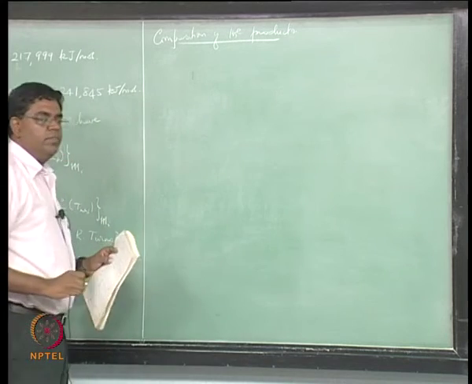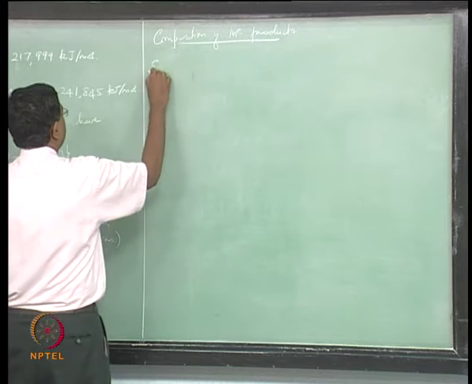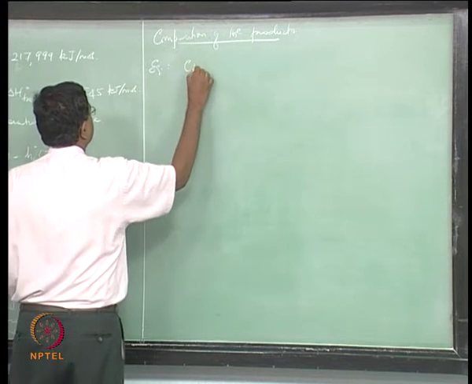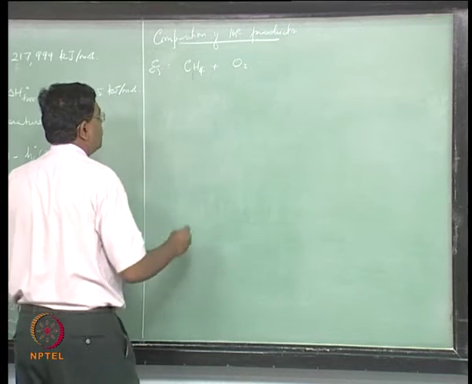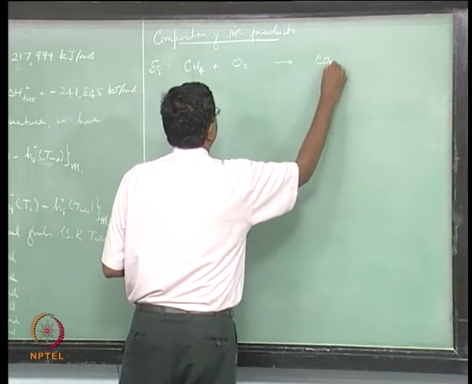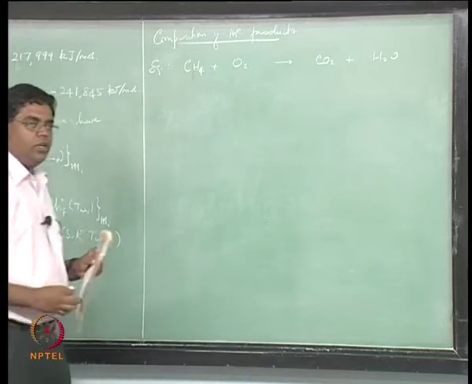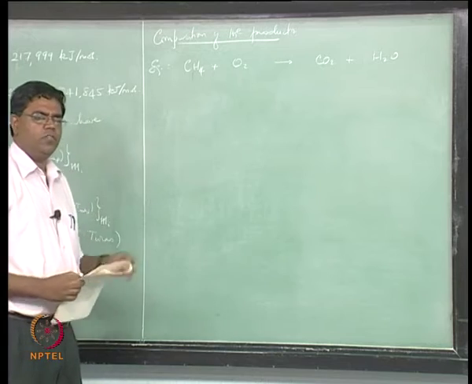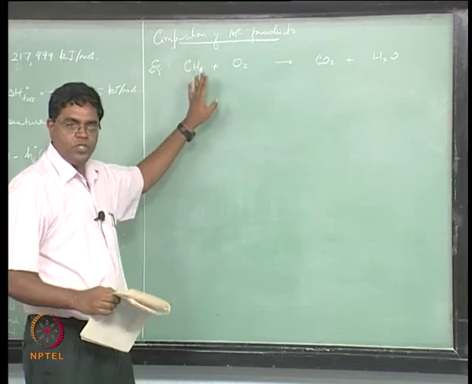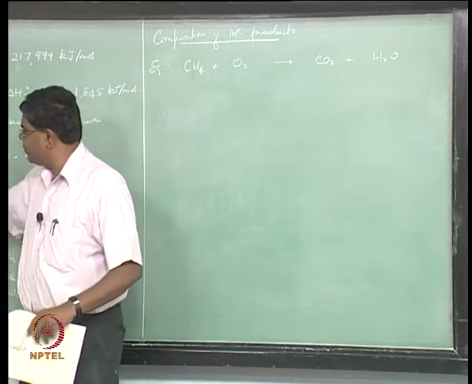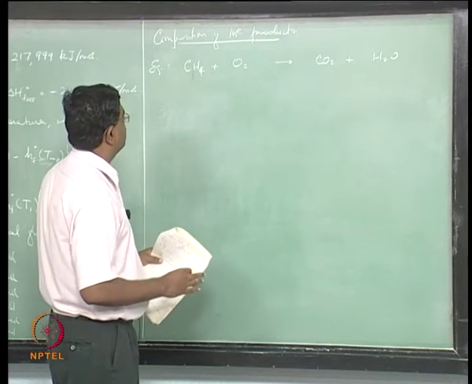We'll start with a very simple example, which is going to be puzzling to us in a minute. Let's suppose that we consider a reaction where you have CH4 plus O2 gives CO2 plus H2O. Can we figure out, first of all, how many species are there in this system? Four species. The capital N here is 4.